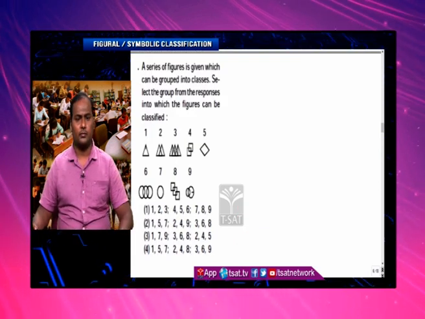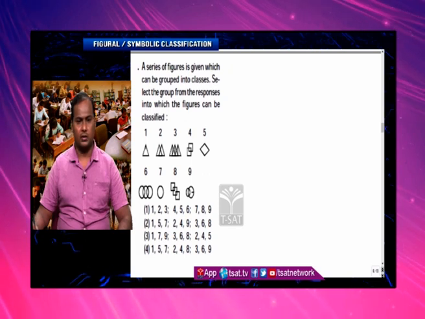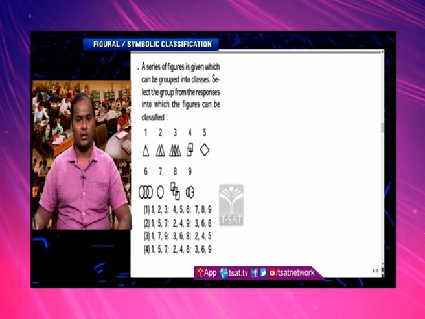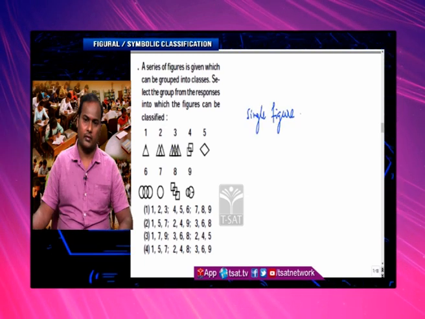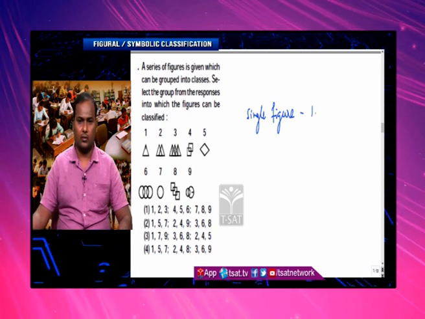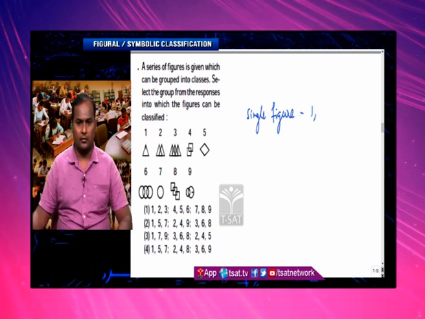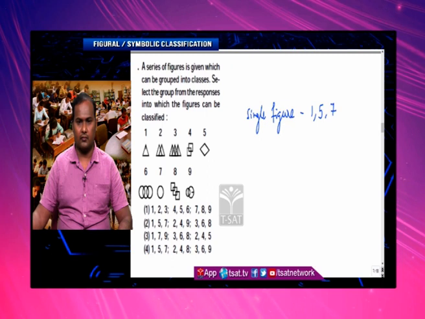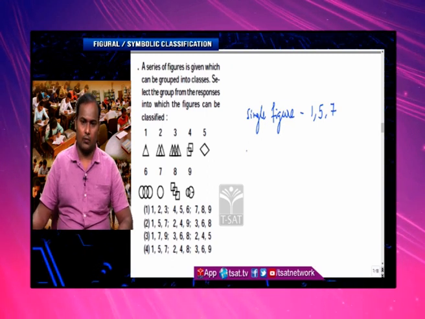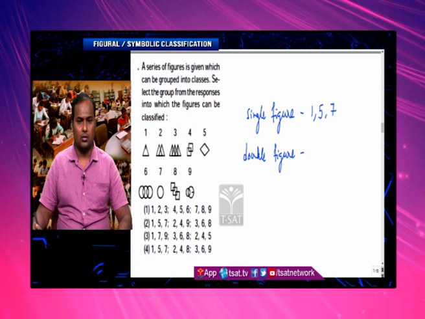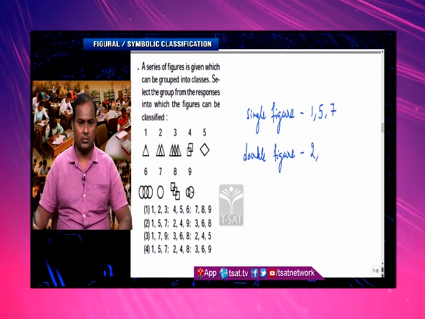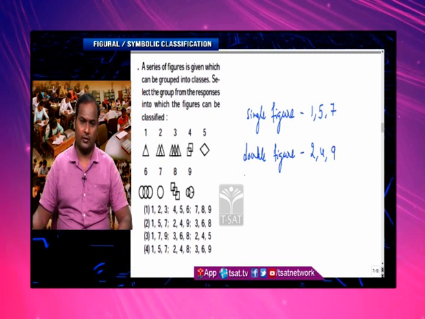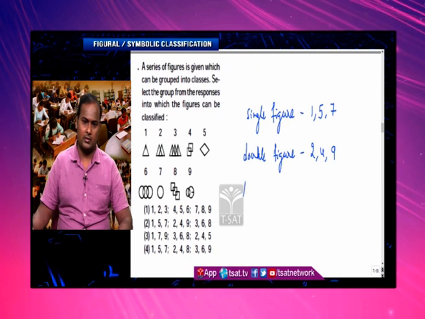The moment you see the question, what can you observe? I can observe single figures, double figures and triple figures. So by seeing that, you can go for the answer. What are single figures? Figure 1, triangle, then 5, then 7. So 1, 5, 7 are single figures. What are double figures? Second figure, fourth figure and ninth figure. These are double figures.